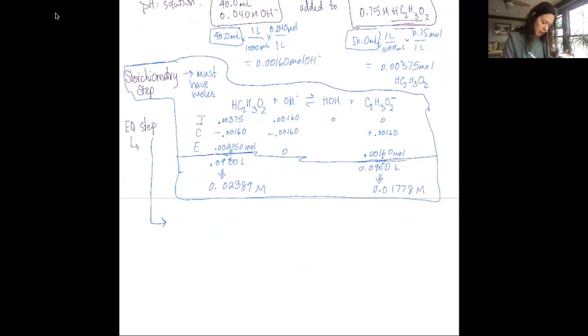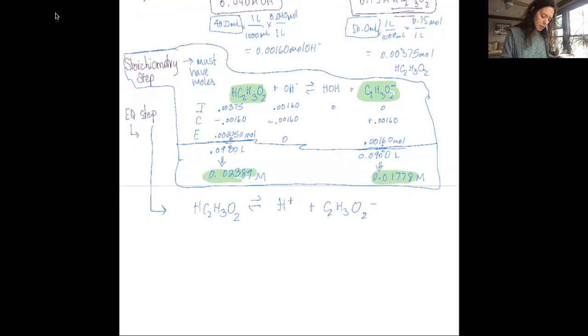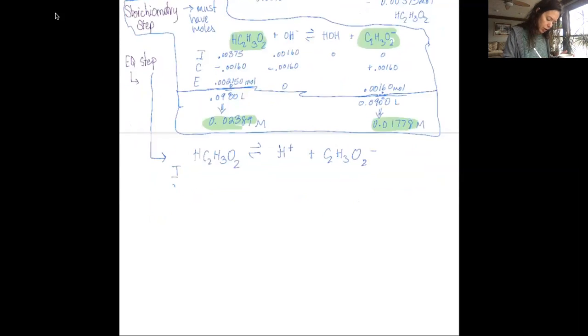Now I need my equilibrium step, because look what's going on. I've got some of this and I've got some of this floating around in my solution, and they need to come to equilibrium with each other. So when they do that, we actually have two options. I'm going to give you the option you probably don't want first. Most students prefer the next option. But this option is to create a whole new ICE chart.